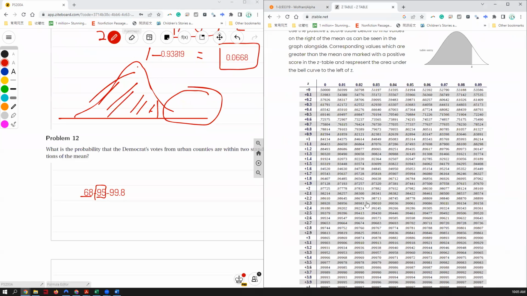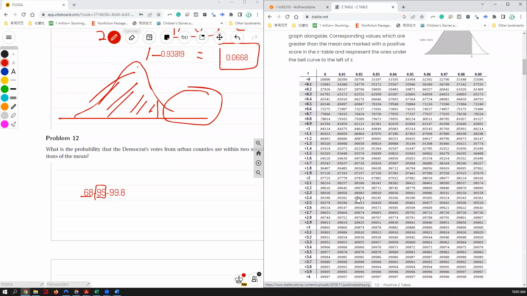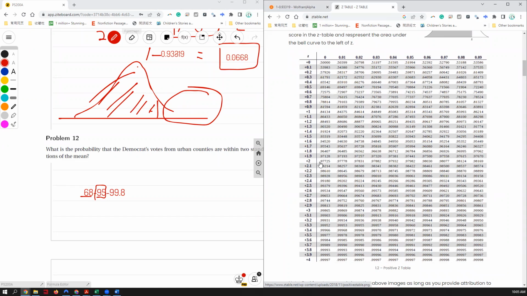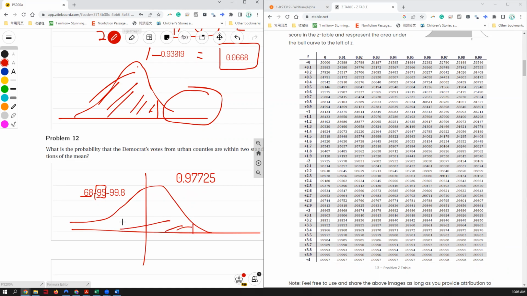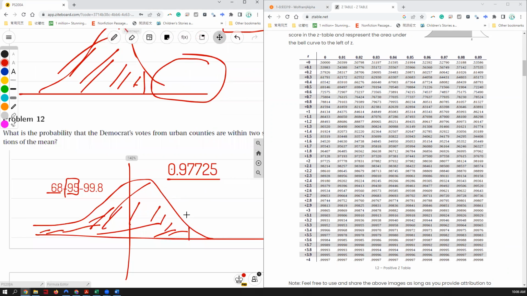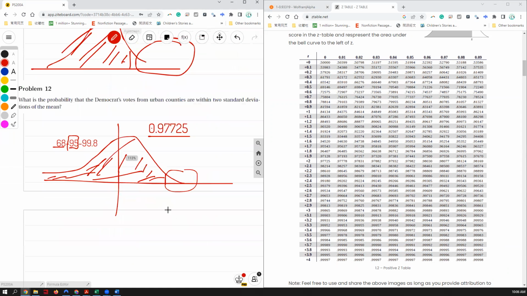So what does the z-table tell us? Well, the z-table tells us at a z-score of 2, I should have encompassed 97 point... really? Okay, let's see that. So it's 0.97725. Yeah, that makes sense. So what does that mean? That means up to 2 standard deviations, including everything on the left, is 0.97725, right? So this part is actually 1 minus that.